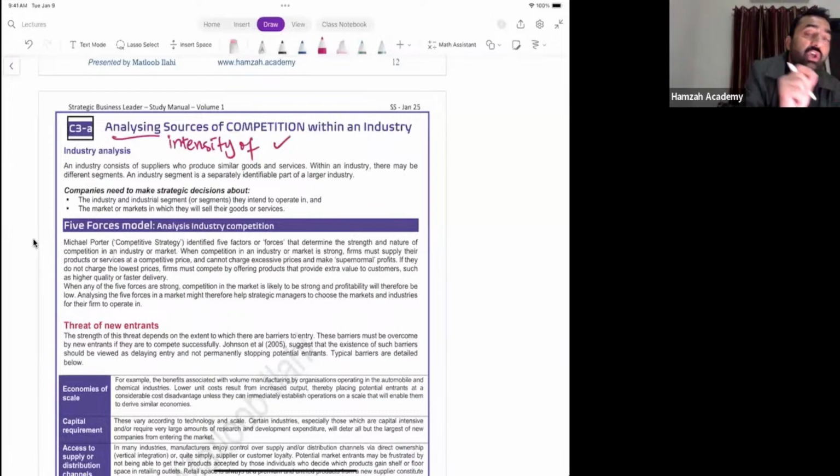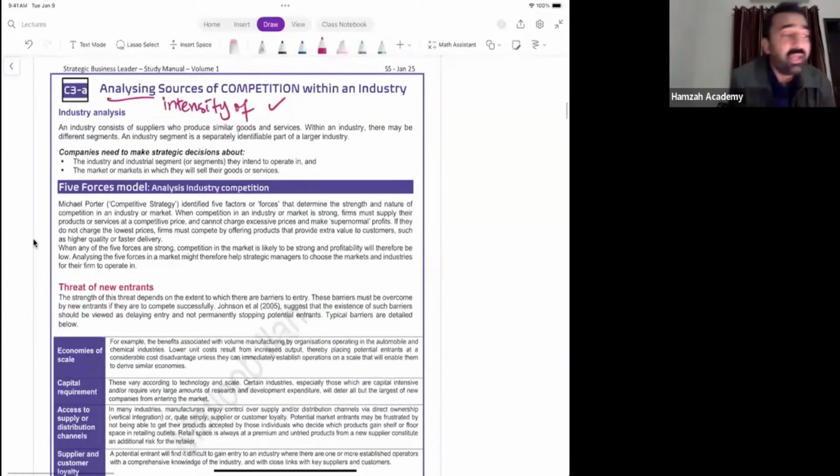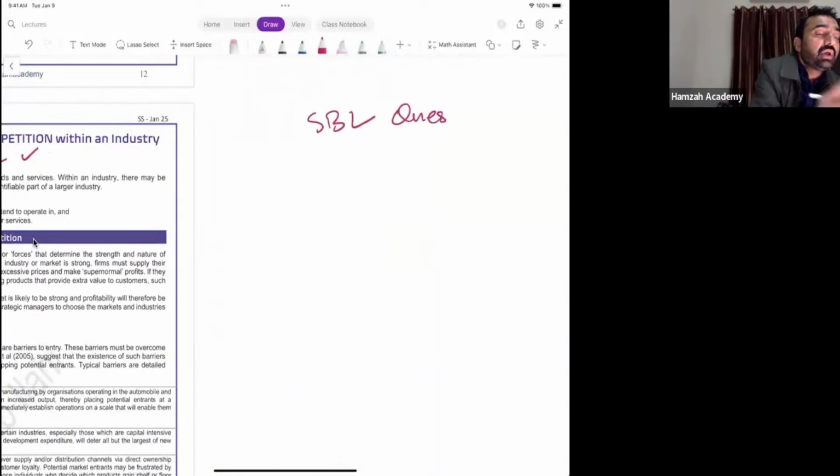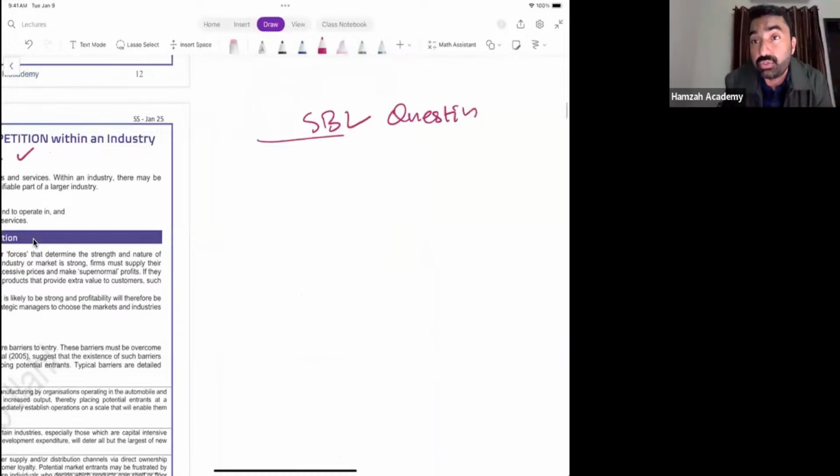So, analyzing sources of competition, or the intensity of competition within an industry. Okay, how might SBL questions test your knowledge? An SBL question might ask you to analyze how competition would affect the strategy of the organization. Let me write it down.